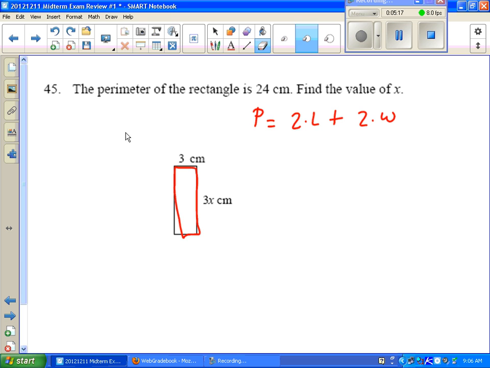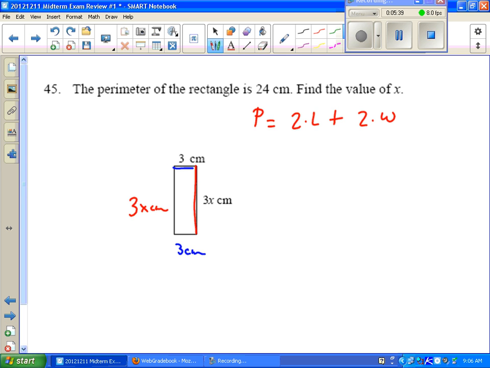If you have a length measurement and a width measurement, 3x centimeters is what we'll call the length for this. Remember, it doesn't matter what you call what. This one's 3x centimeters. And we have a width. We'll call this one the width, 3 centimeters. This one will be 3 centimeters as well. So what you need to do is plug your values in.